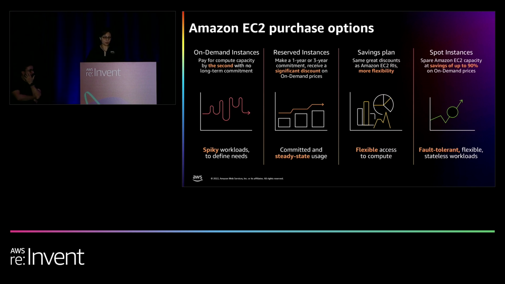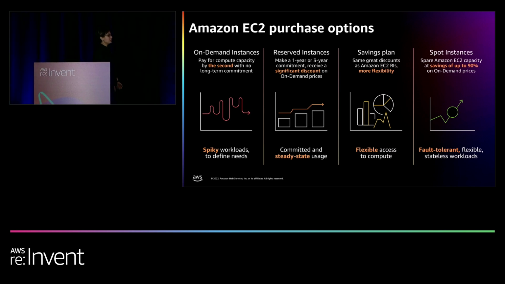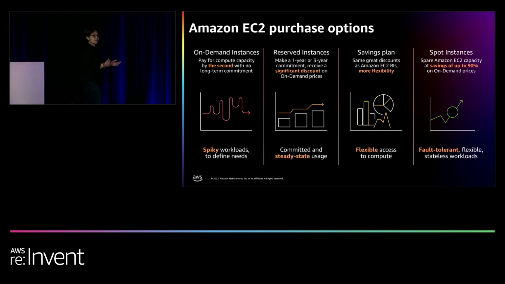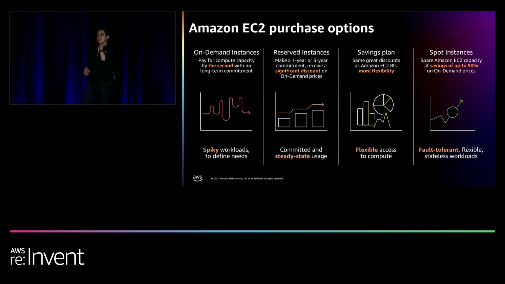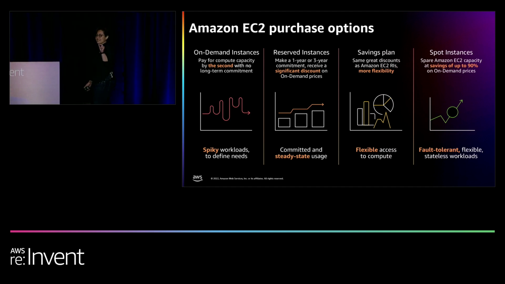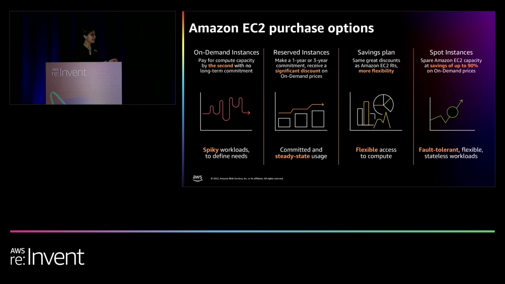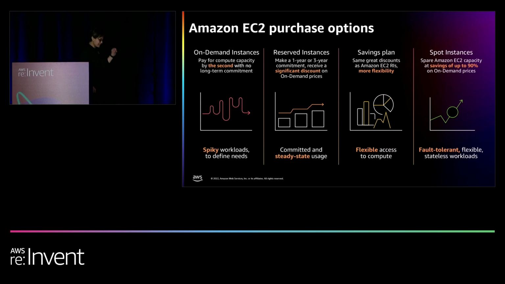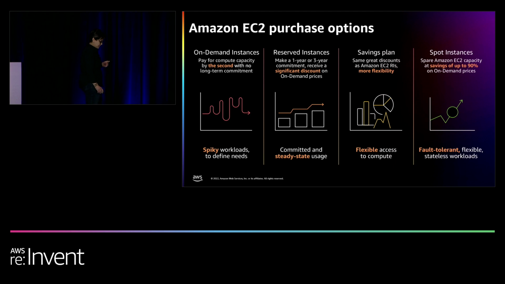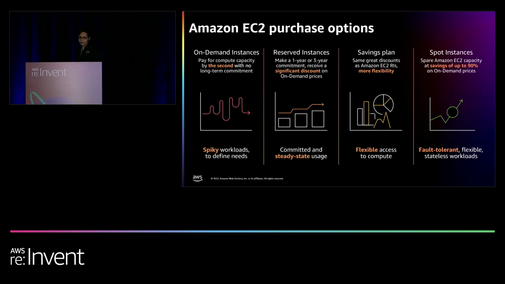The last one is Spot. Spot is pay-as-you-go, similar to on-demand with no commitment. The difference here is you can get up to 90% discount over the on-demand price. I'll repeat again, up to 90% discount over the on-demand price because you use the spare capacity of EC2. Sounds interesting. So let's talk more about Spot and how you can leverage it.